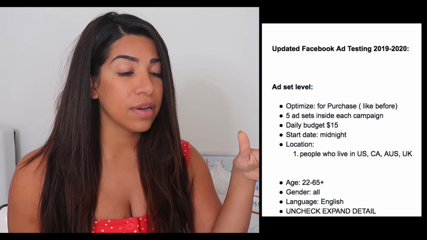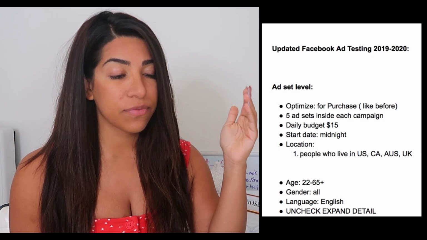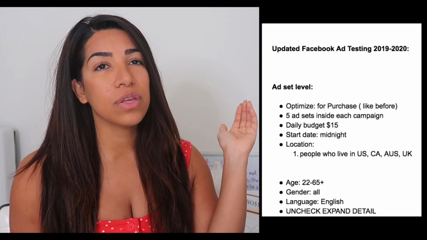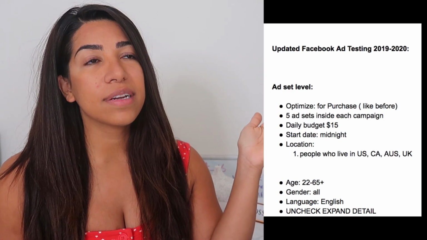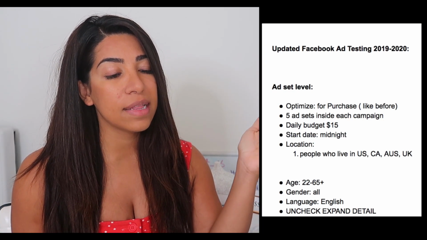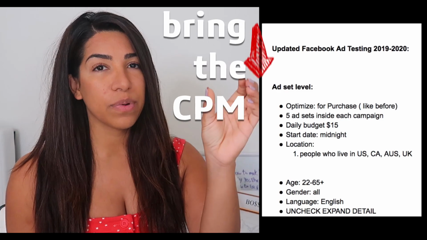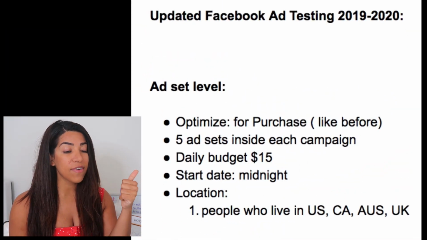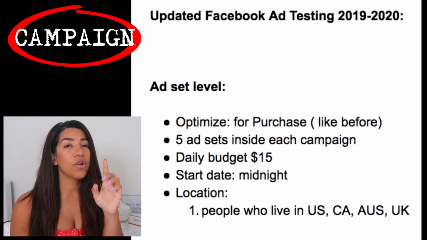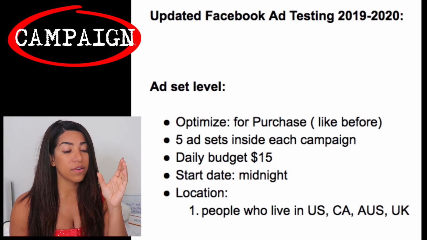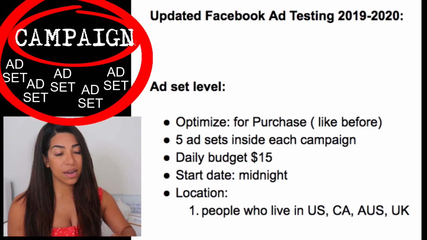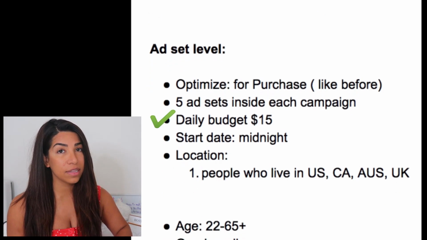So one thing I want to tell you is there's not one perfect method. Whatever method you want to use, it would work as long as you stick with it. But for me, this is one way that you could bring the CPM down. So we always go to purchase. We're gonna have 5 ad sets inside of each campaign. So you want one campaign for one product, and you would want 5 ad sets inside each campaign. Then we're gonna have the daily budget at $15.